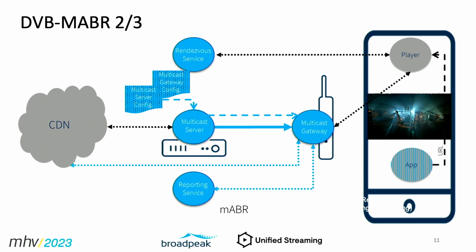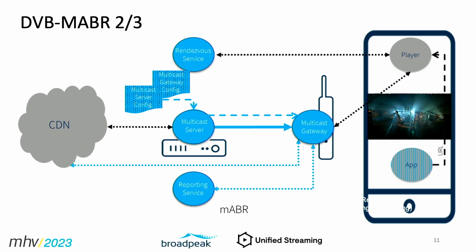So let's have a look at what the spec contains. There are basically 3 important modules. The multicast server behaves like a kind of adaptive streaming client, right? It gets the content, and then it sends the content over the multicast network. And then we have the multicast gateway that receives the content and stores it in its cache. The multicast gateway acts as a small cache, right? And then we have the rendezvous service that is somehow the request router. These are the three main elements.